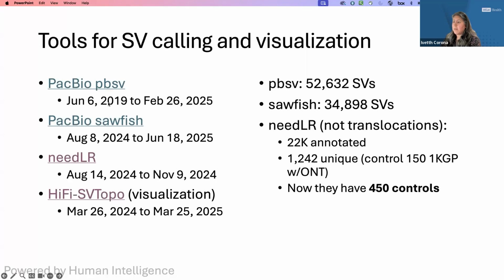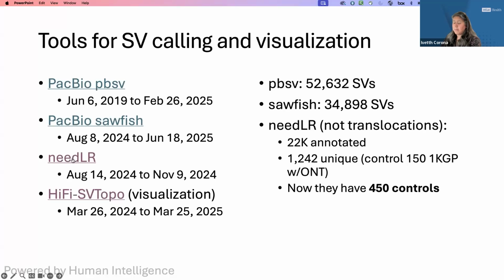So pbsv is the one that I mentioned. The last release was this year on February 26th. And then PacBio also developed Sawfish, and I just checked and they had a release on June 18th of this year. And there's another tool that is not developed by PacBio. It's independent. It's called Needler.